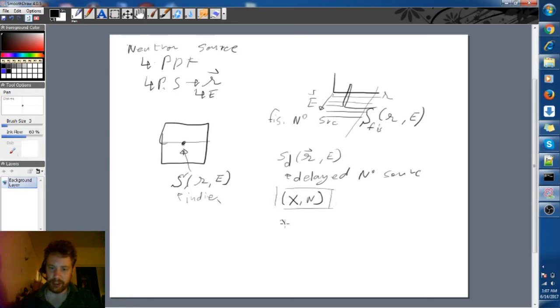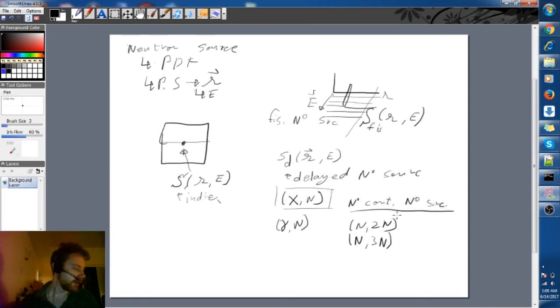So for example, we could have the gamma,n reaction, where a photon goes in and a neutron comes out, or we could have the (n,2n), or more rarely the (n,3n) reaction. These you can call neutron-induced neutron sources.